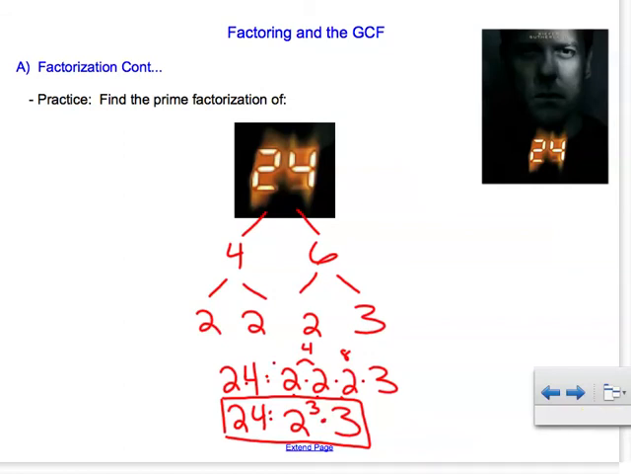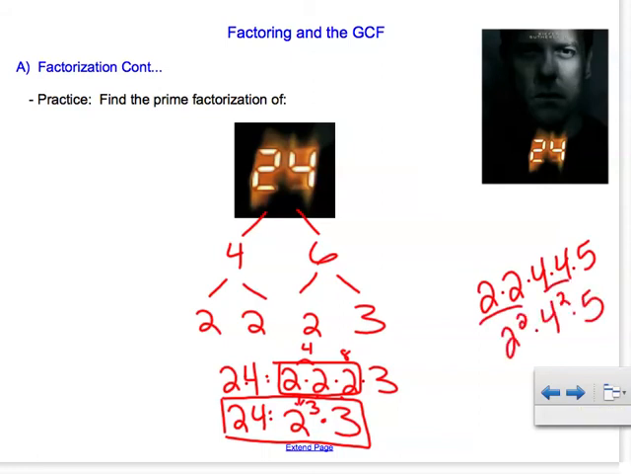Anytime you have things written more than once, you can use an exponent to simplify it in a way that looks a little more simple, a little easier. If you have a prime factorization of 2 times 4 times 4 times 5, these could be 2 times 4 to the second times 5. Okay? That's just a convention that we do.